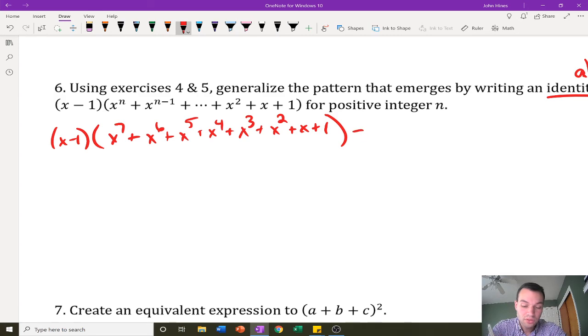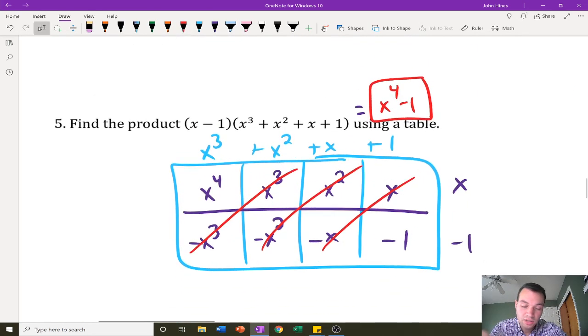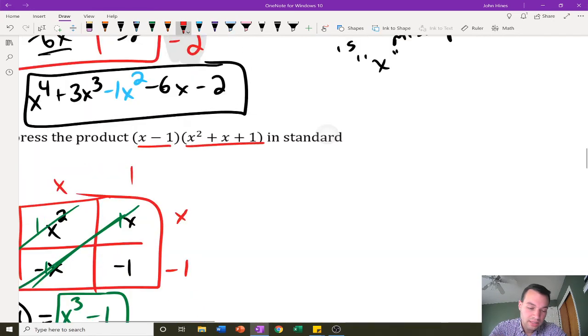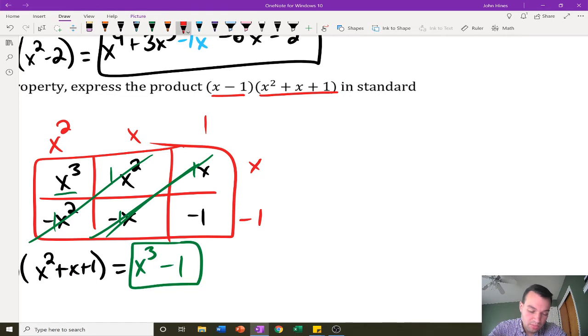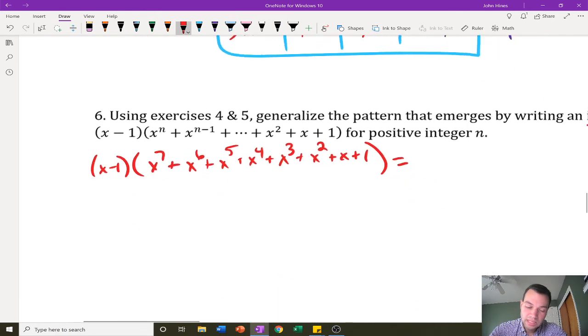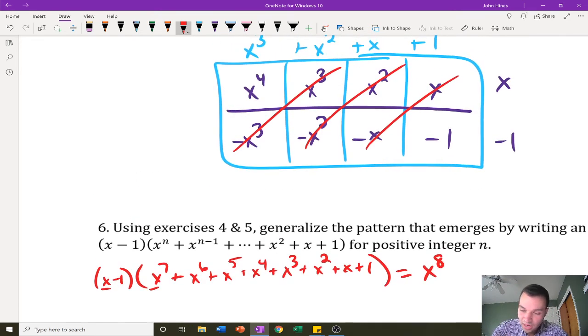So if I was to multiply that, using these two previous problems as a generalization, right? x cubed, x squared, x, 1. This time I'm starting with x to the 7th. What do we think our answer is going to be? Notice all the middle terms are going to drop out, and we're always just left with the first term and the last term. In this case, that product would be x to the 8th, and then all those middle terms would drop out, and we're left with a negative 1.